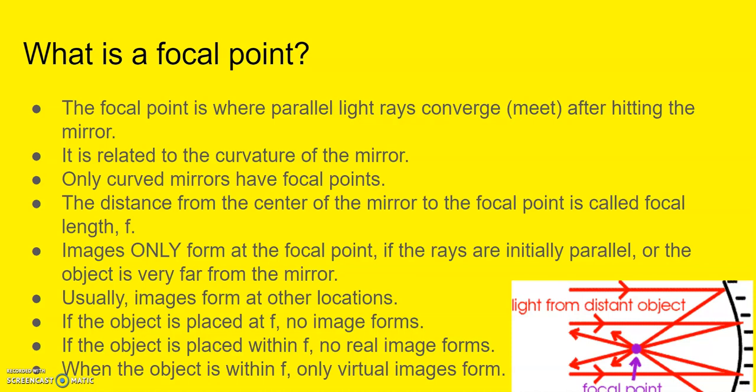Light rays are only going to be parallel if the object is really, really far away from the mirror. So normally images form in other locations that are not the focal point. They're normally forming at some other location entirely, if indeed they form at all. In fact, if you put an object at the focal point, no image will form. If you put an object within the theoretical focal point, no real image forms. Only virtual images form. Now, I've used these two expressions, virtual and real images, so let's talk about these a little bit more.